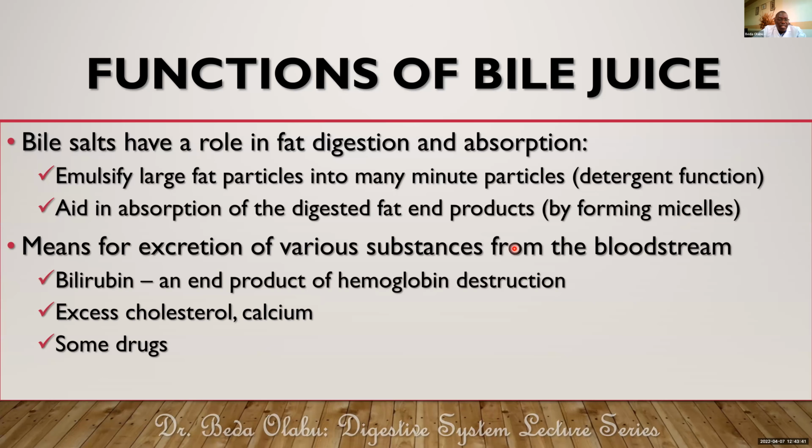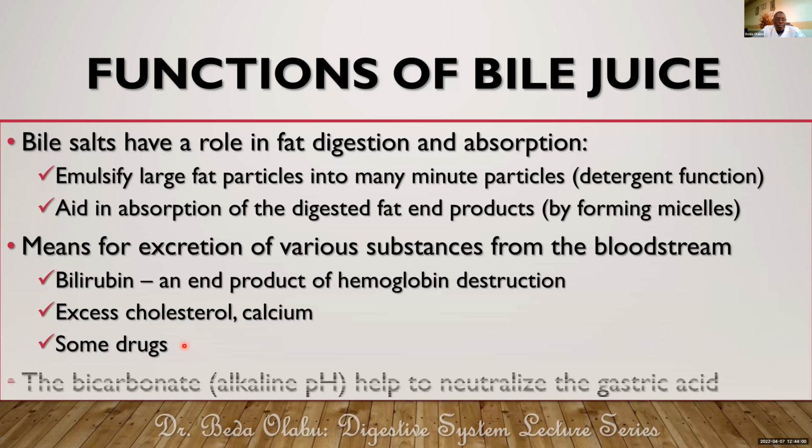Apart from that, bile is also a mechanism of excretion of various substances from the bloodstream, like bilirubin, the end product of hemoglobin destruction. Those are the bile pigments. Extra cholesterol, excess calcium, even some drugs are also excreted through bile. And lastly, the bicarbonate that is contained within bile helps to neutralize gastric acid.